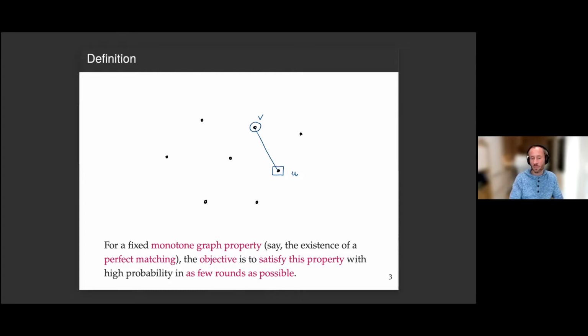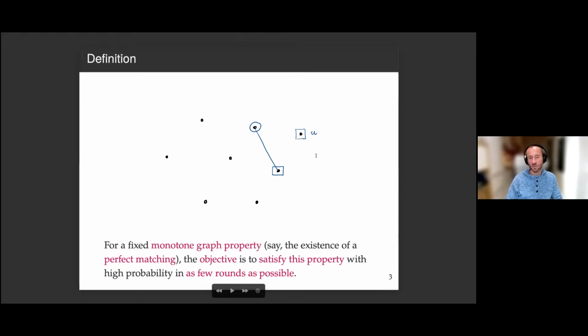So your goal maybe is to create a perfect matching, and the number of vertices, let's say, is even. But any monotone graph property can be used instead, and you will see more of those properties discussed later on. But for now, we can think about perfect matching. So the game continues. Each round looks exactly the same as the first round. First, a random vertex is selected by the process, independently from everything else that happened so far. So a vertex U is selected with probability 1 over n.